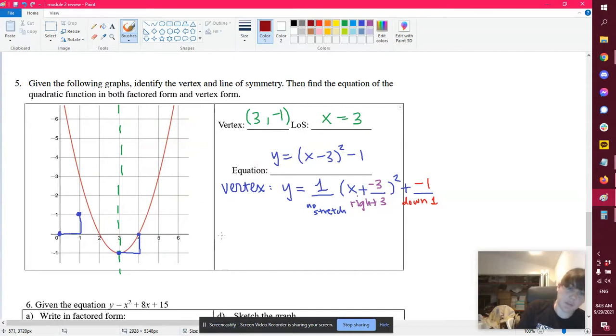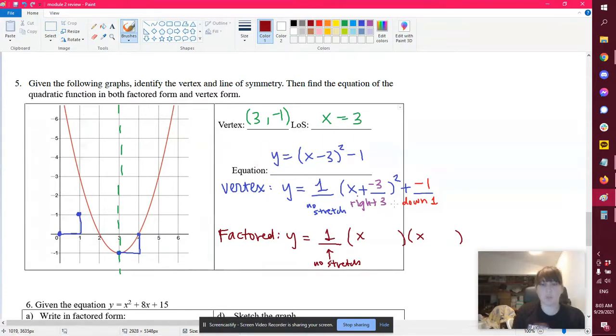Great. If we wanted to do it in factored form instead, we have this going on. This is still our stretch. And because there's no stretch, we just don't have a number out front, or we can put 1. And then our x-intercepts tell us our factors. Right? Our graph hits the x-axis at 2 and 4, and we switch the signs when we move from intercepts to factored form. So we get x minus 2, x minus 4, and that's totally true.